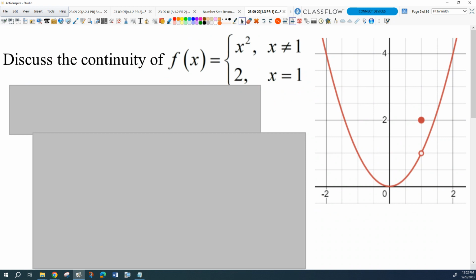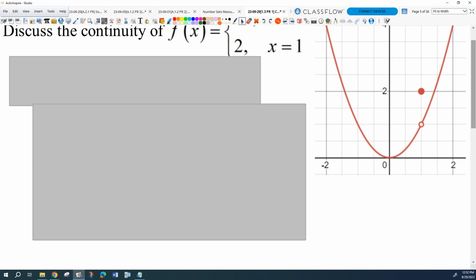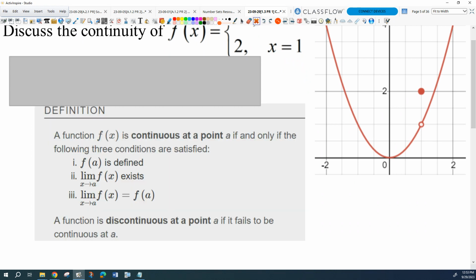Okay, how about the continuity of this function? We kind of saw one like this. Let's go through the checklist. Where is this one discontinuous? At 1. Good. So let's do our checklist again. Does it meet criterion 1? The ant has no place to stand at 1? Yes, it does, so it does meet that criterion.